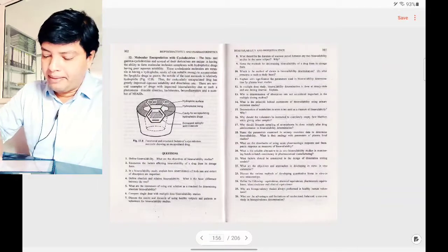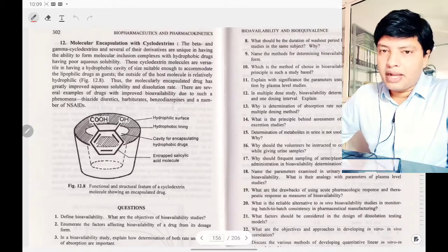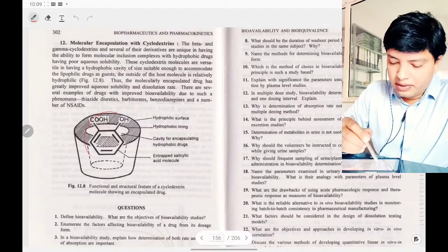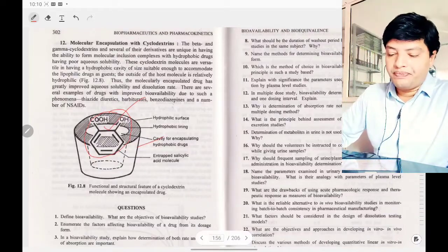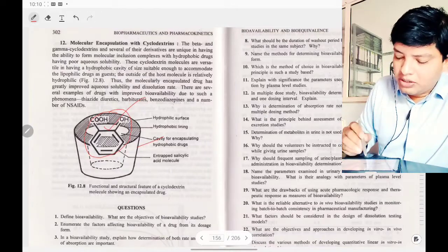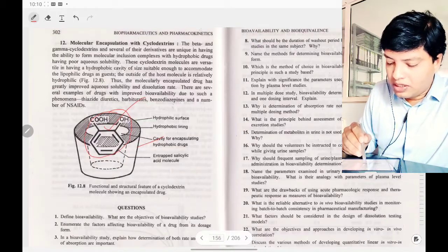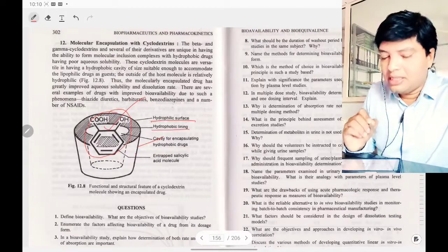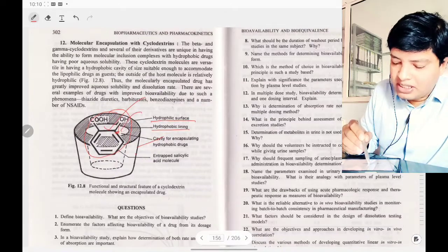Finally we have molecular encapsulation with cyclodextrin. So what happens here is one molecule is encapsulated in another molecule. See here, this is the drug molecule, this is the cyclodextrin, in which one molecule is entrapped in the other molecule. Your cyclodextrin has two things: one is the cavity, which is hydrophobic, and the outer surface of cyclodextrin, see here, is hydrophilic. Because the inner cavity is hydrophobic, your hydrophobic drug will go and sit within the cavity.